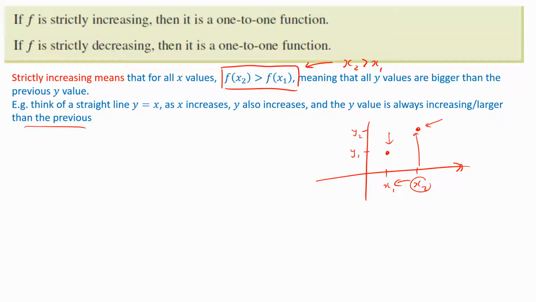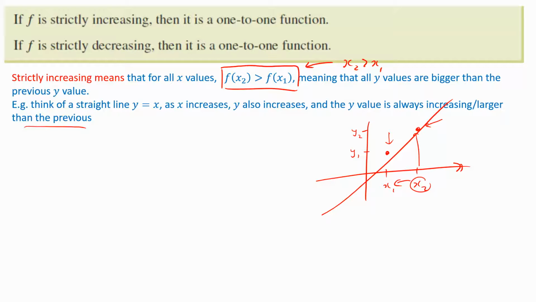It will never be less than the previous point. It's always greater than the previous point. Then yes, it is strictly increasing. A typical example will be a straight line equation. A straight line equation will always have increasing y values for increasing x values.